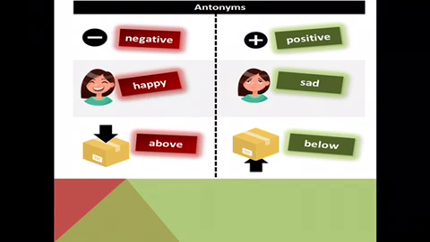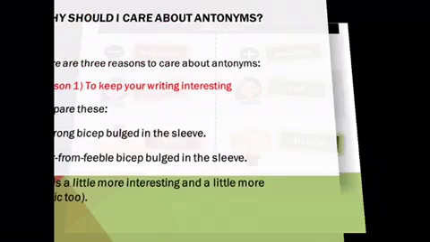Also, we can find different examples, as can be seen from this picture. Negative and positive, plus and minus, and happy and sad. Sometimes when you would like to use the word above, you can use the antonym below, and so on.